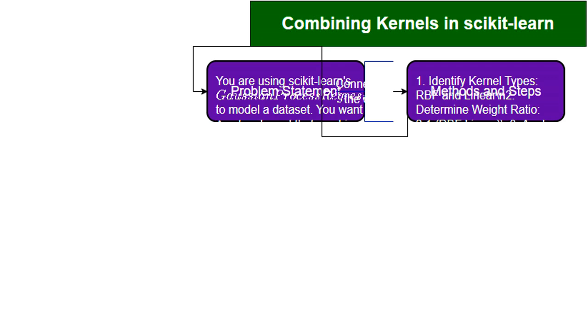However, that's not perfect because it is not normalized. Here's another approach. I am keeping the RBF kernel K1 as is and scaling down the linear kernel K2 by half. This also achieves the 2:1 weighing between the kernels. Still, this isn't perfect as it is not normalized either.